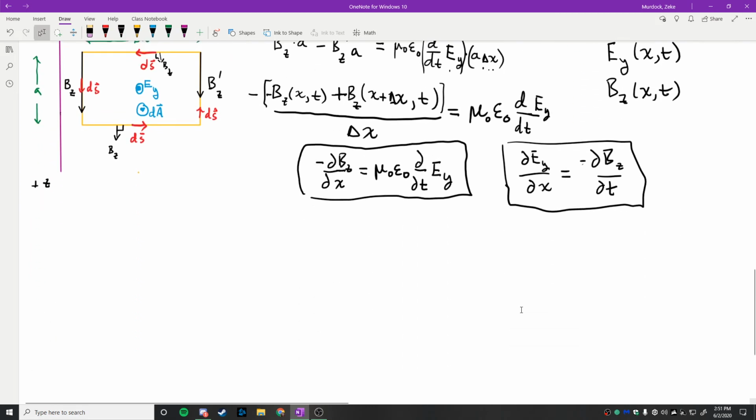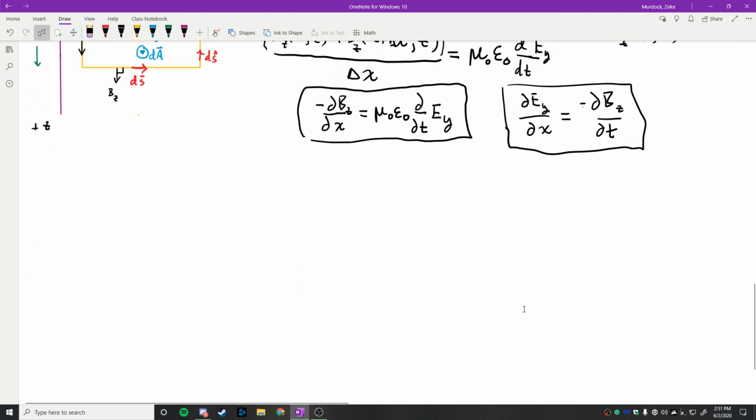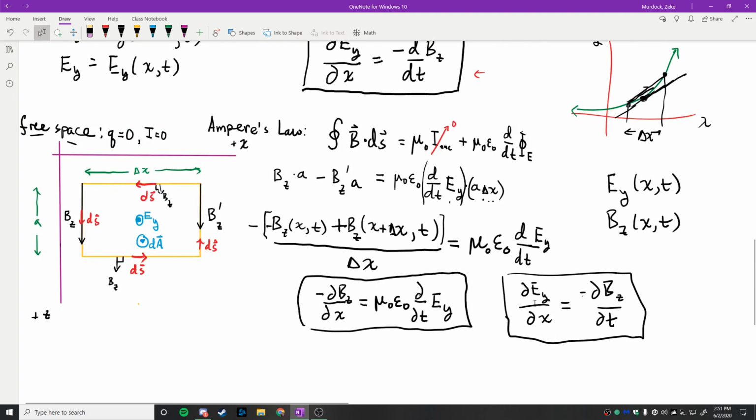Now, maybe I'll give you guys a second to look at these two equations and ask any questions that you want, because the next step is like one more step and we're kind of done. Does anyone have any questions so far?